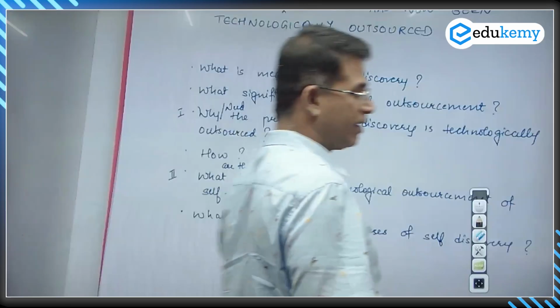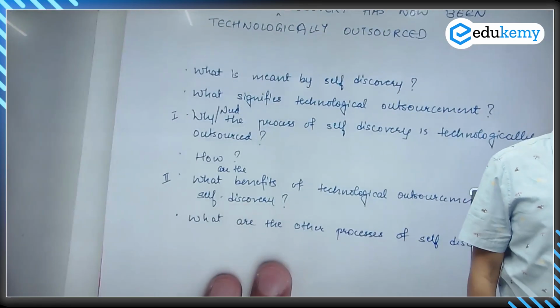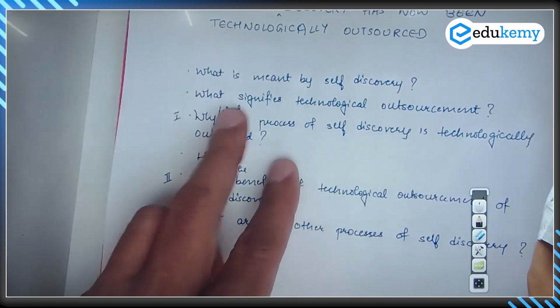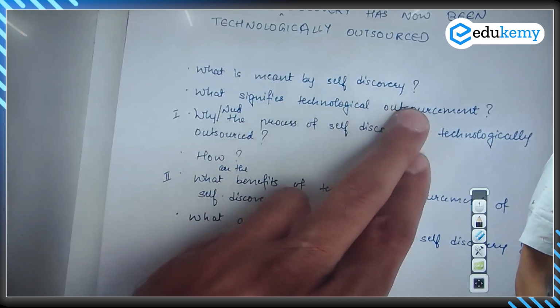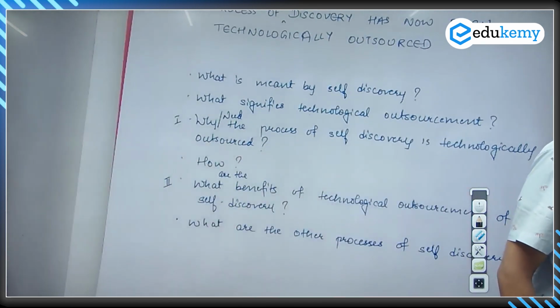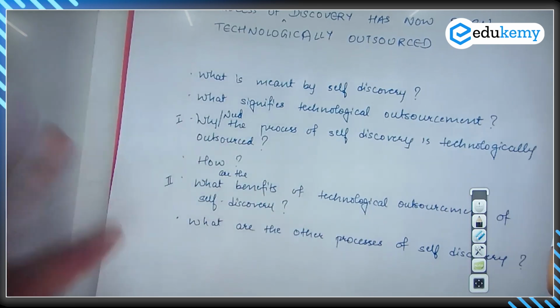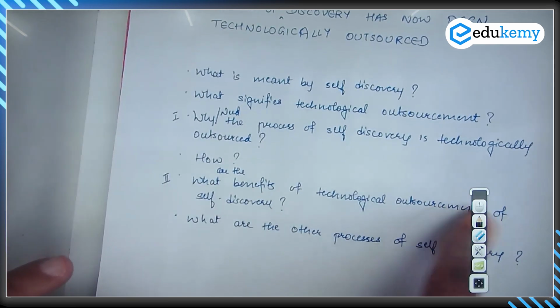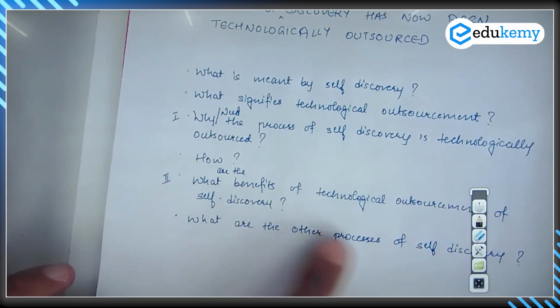Let's try another one. Look at these questions. What is meant by self-discovery? What signifies technological outsourcement? Why the process of self-discovery is technologically outsourced? How is it outsourced? What benefits of technological outsourcement of self-discovery? What are the other processes of self-discovery?